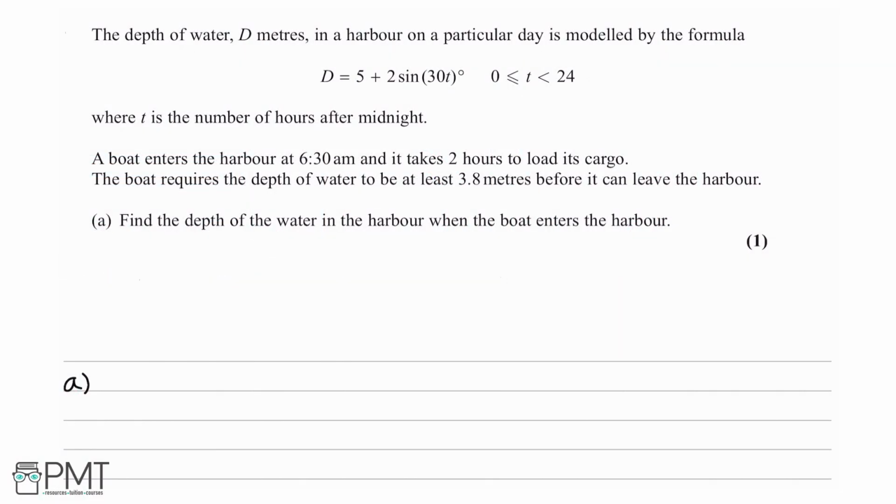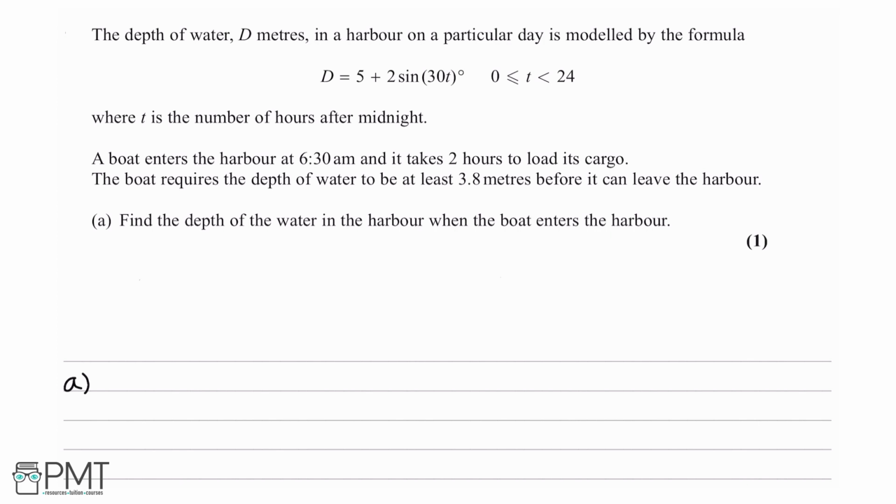We are told the depth of water, d meters, in a harbour on a particular day is modelled by the formula d equals 5 plus 2 sine, and then brackets 30 times t in degrees, where t is between 0 and 24, where t is the number of hours after midnight. A boat enters the harbour at 6:30 a.m. and it takes 2 hours to load its cargo. The boat requires the depth of water to be at least 3.8 meters before it can leave the harbour.